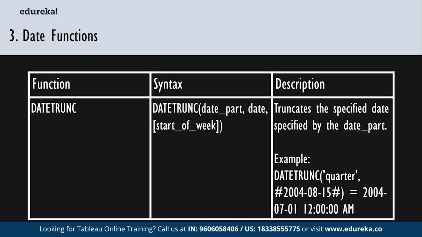Next, we have date trunc. Now, as a lot of you might have guessed, this basically truncates the specified date to the accuracy specified by the date part. So basically, this function returns a new date. For example, when you truncate a date that is in the middle of the month at the month level, this function will return the first day of the month. Again, this has the start of the week parameter, which you can use to specify which day is considered to be the first day of the week, so on and so forth.